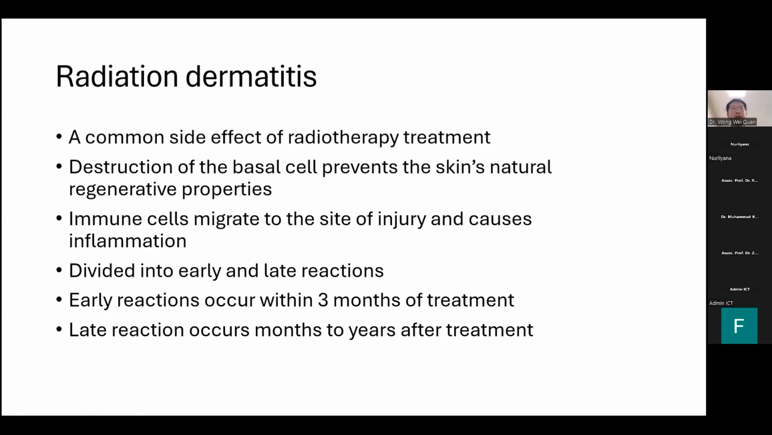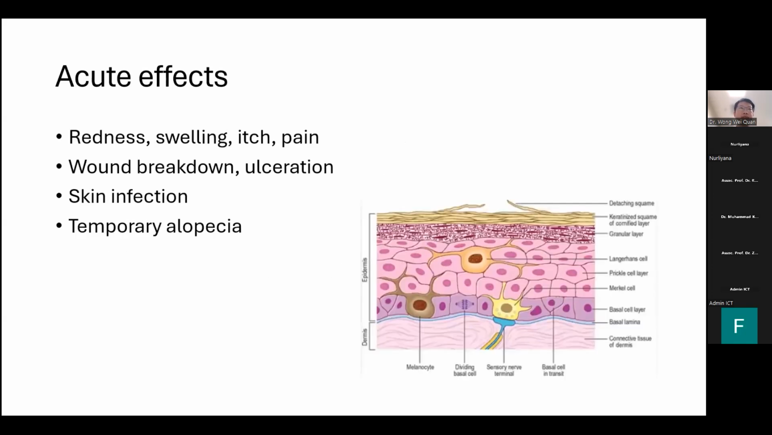What happens is that the basal cell layer of the skin is disrupted by radiation, and this prevents the cell regrowth, and the regeneration properties of the skin is inhibited. So at the same time, immune cells from the surrounding area will migrate and move to the site of injury, and this causes inflammation. So radiation dermatitis can be divided into early as well as late reactions. Early reactions occur within 3 months of treatment, and late reactions can occur later at months to years after treatment.